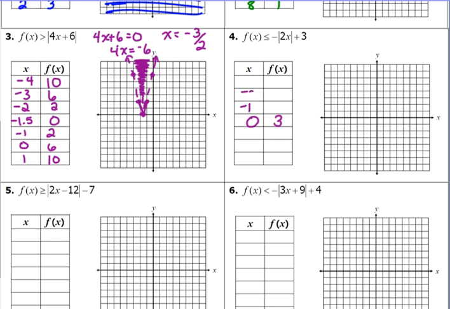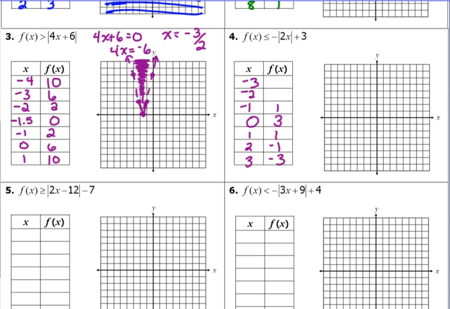All right, so negative 1, negative 2, negative 3, 1, 2, and 3. So when we plug in 1, 2 times 1 is 2. Absolute value is still 2. But there's a negative in front of it. So it's negative 2 plus 3, which is 1. Plug in 2, we get negative 4 plus 3, which is negative 1. Plug in 3, we get negative 6 plus 3, which is negative 3.